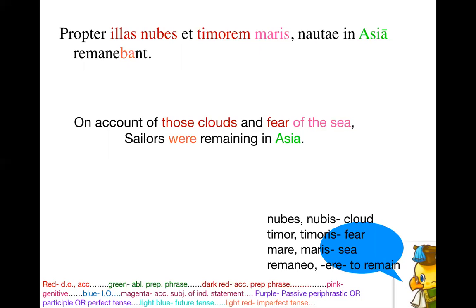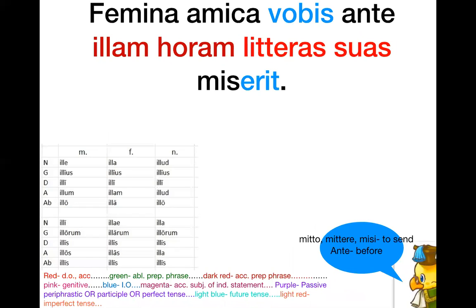What would I ask about in this one? Remanebant, I guess it's third plural imperfect, just like the last verb, right? And number 2, that's about it. Timorum and nubes are accusative because they're the object of prop, but I don't think I'd even really ask about them. All right, number, was it 3, 4?